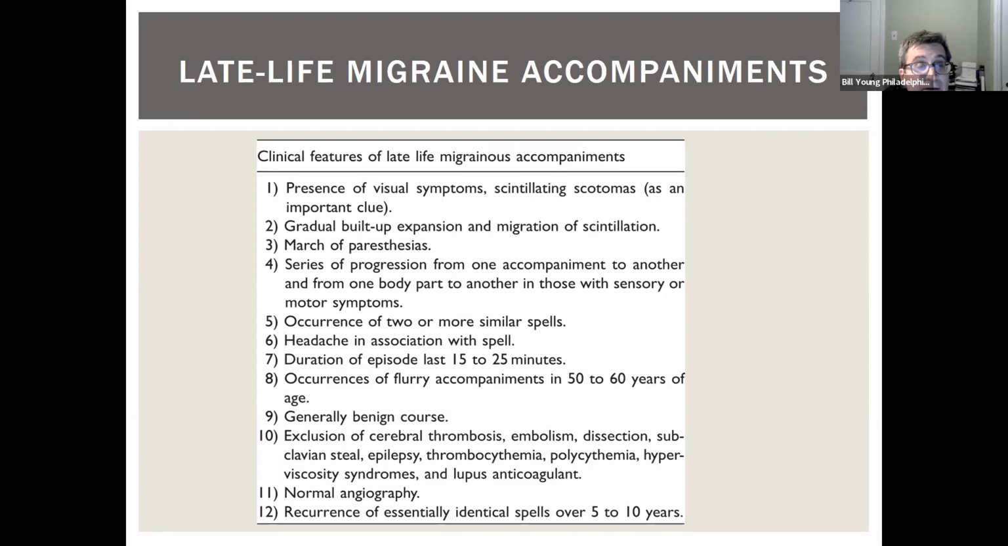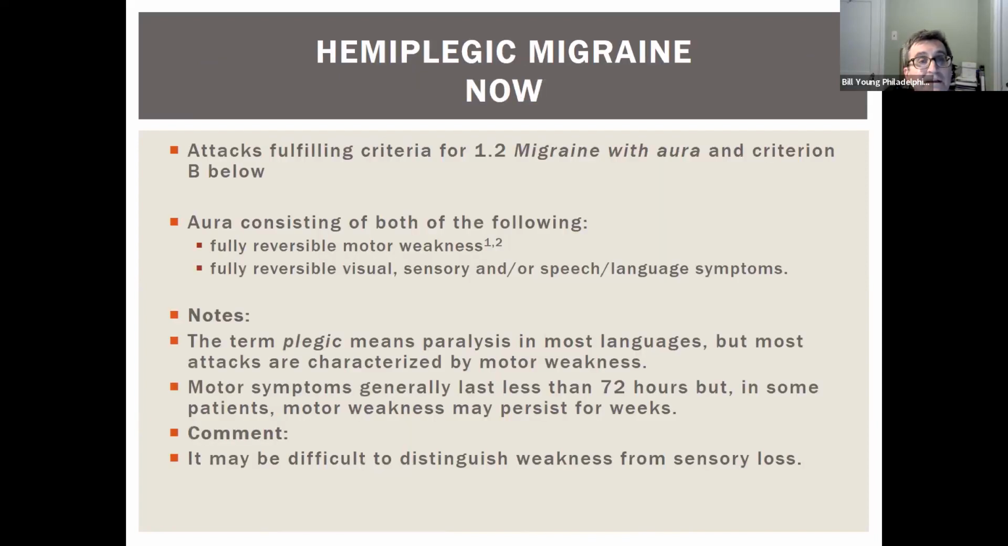And a headache may or may not come, and typically these episodes, each part, lasts for 15 or 20 minutes, and they tend to sort of cluster. So people may have a bunch of these over a few days or a week, and then not have anything for a year or two, and then have another little cluster of auras or late life migraine accompaniments. And then you need them to not be caused by anything else.